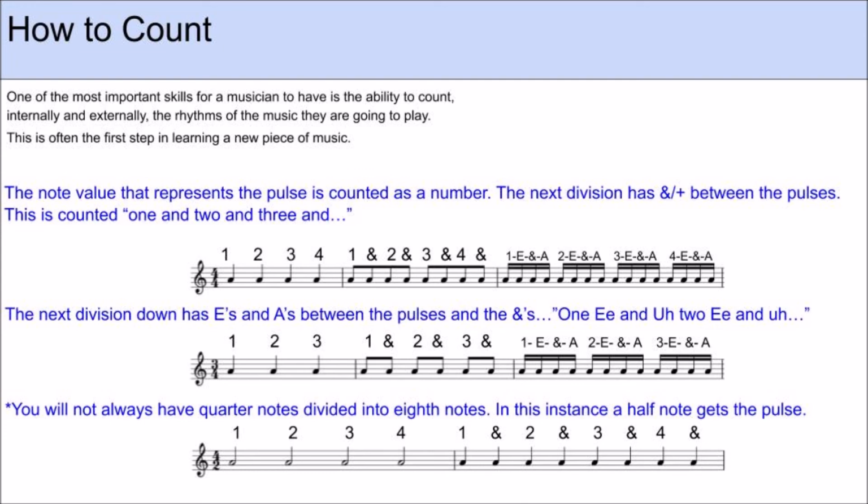The middle example demonstrates this with 3/4 as the time signature. This will be the same as the previous one, but there are only 3 beats in each measure. So if we count it, it would be 1, 2, 3, 1 and 2 and 3 and 1 E and a 2 E and a 3 E and a.